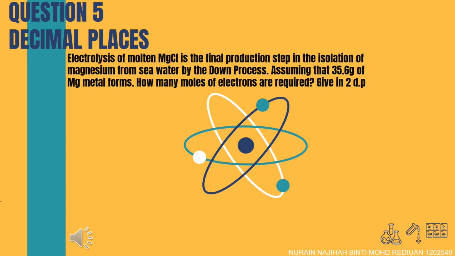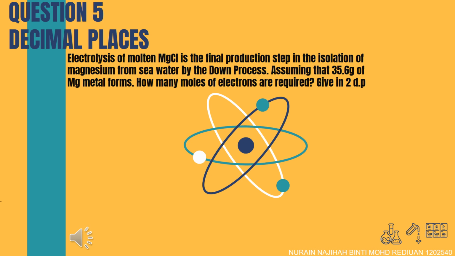Okay, so I will show the calculation. First we need to find the mole of magnesium. As we can see in the question, it gave the mass of magnesium metal. So it is 35.6 gram over the molar mass of magnesium, 24.3 gram per mole, and we got 1.46502 mole.